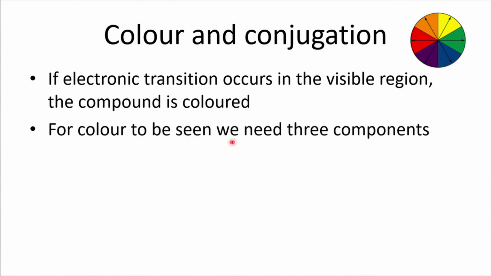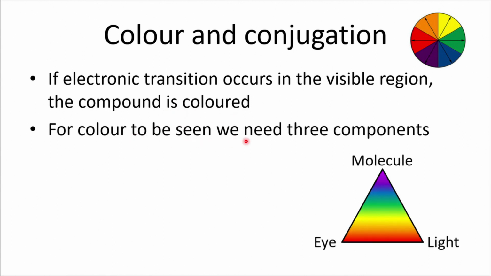See, for colors to be seen, we need three components: basically, the molecule, the eye, and light. Unless light falls on a substance, we cannot actually see the color of the compound. Say, for example, if you are sitting in a dark room, you can never see the color. What is the color that is present in that entire room? So, light is an important contributor to seeing colors by human eyes.